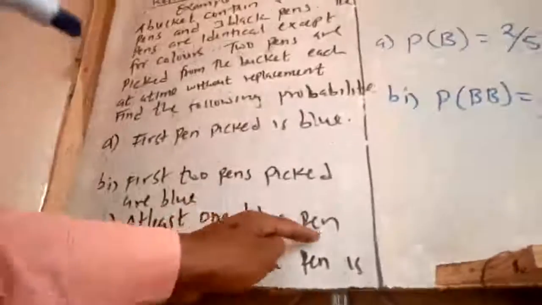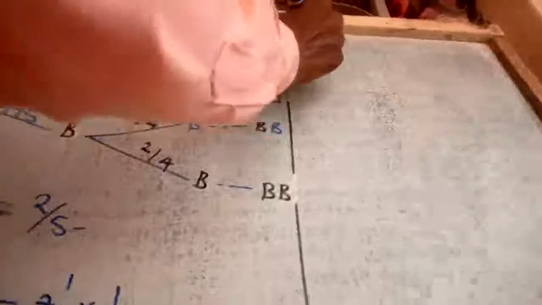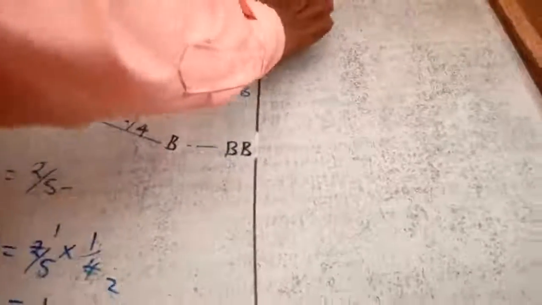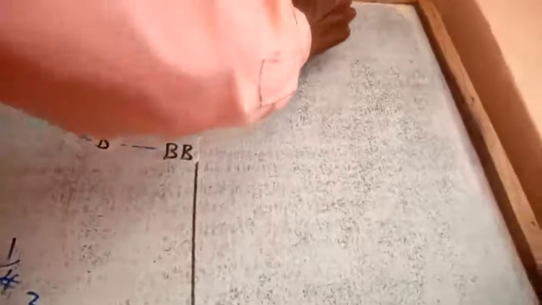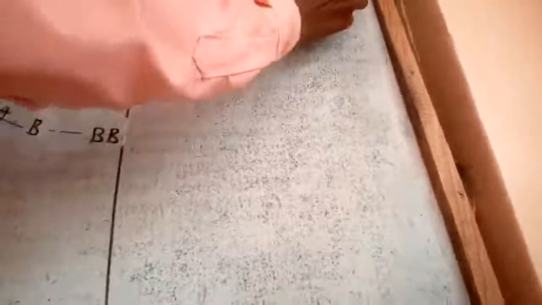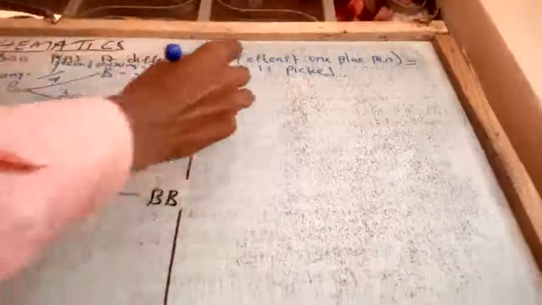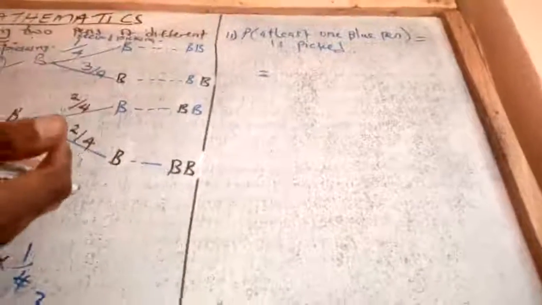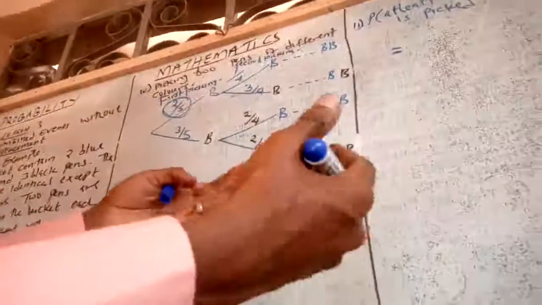At least one blue pen is picked. So what is the probability? Roman 2. At least one blue pen is picked. What is the probability of it? We can have it written like this. At least one means that you may pick one blue or more than one blue, maybe two.